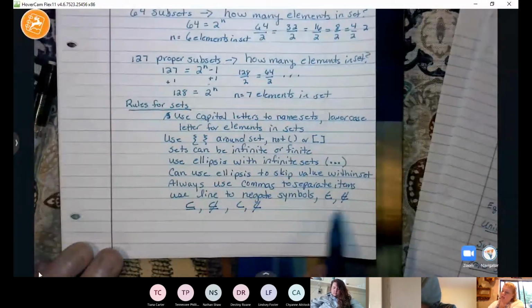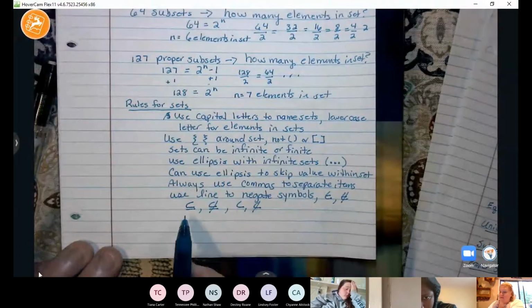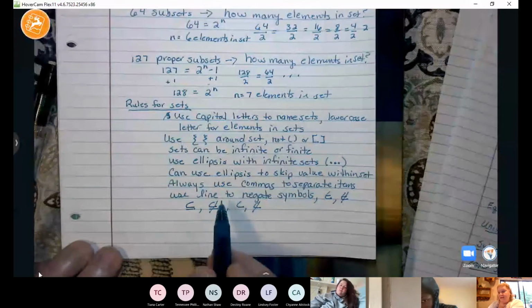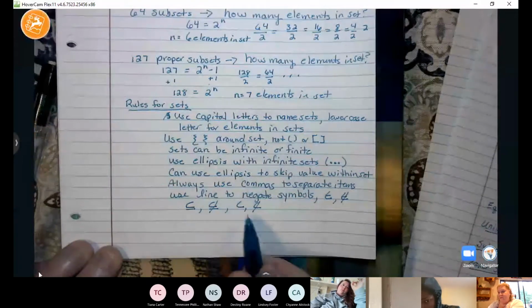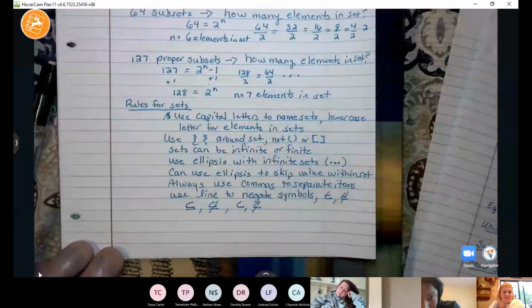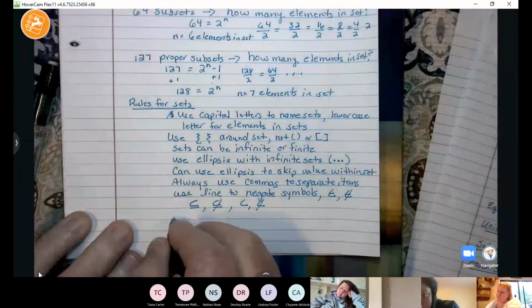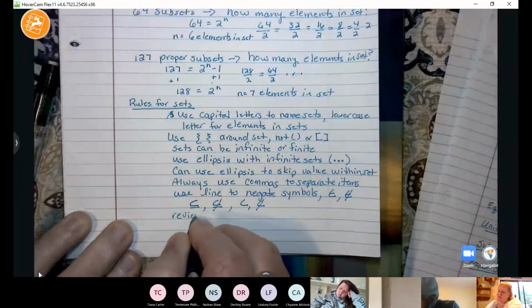Okay, we can use this line to negate a symbol. So we have a member of, not a member of, subset of, not a subset of, proper subset of, not a proper subset of. So you can use that line to negate a symbol. This is the last one.